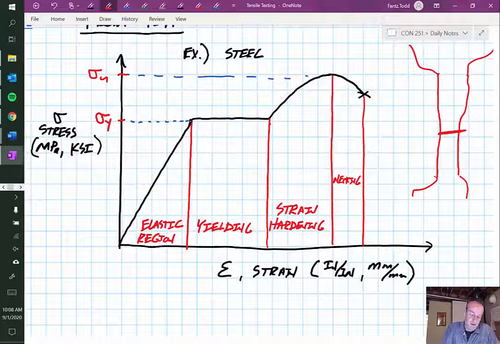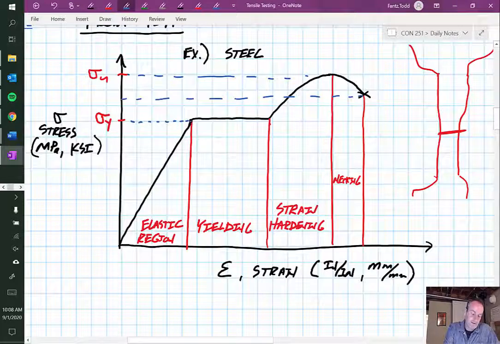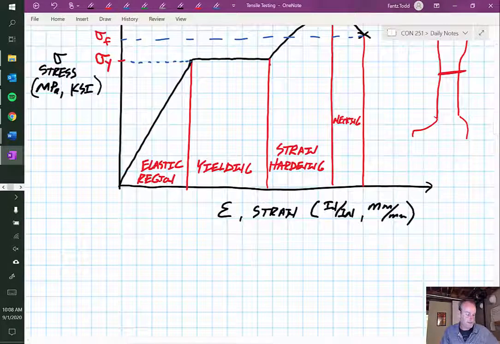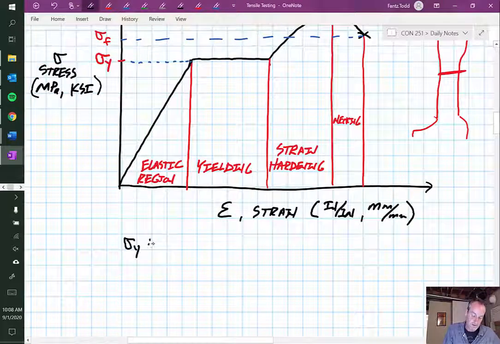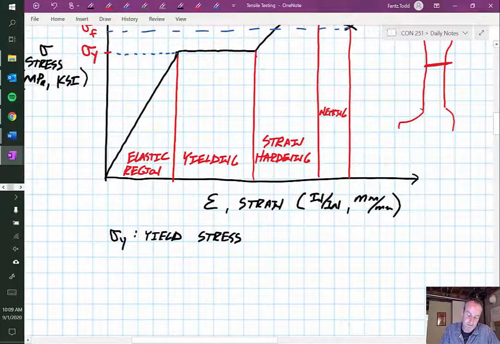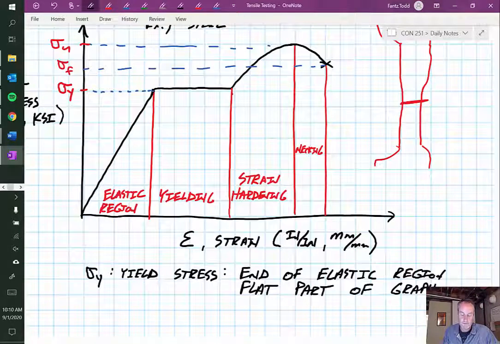And then the one other value that we would be interested in is right at failure. What was that stress at that point? So that's our sigma F for failure or fracture. So summarizing those values, we have a sigma Y, which was our yield stress. And I can define this yield stress as up to the point where it's no longer elastic, right? So the end of the elastic region, or the flat part of the graph.